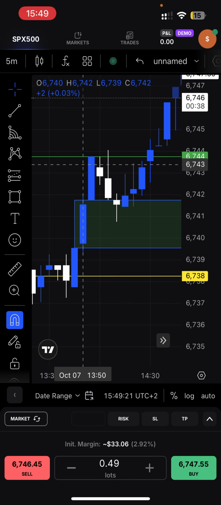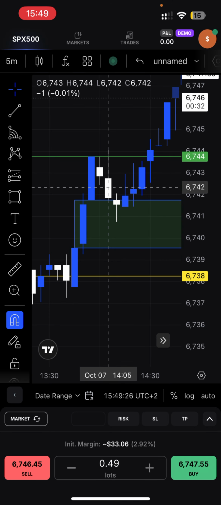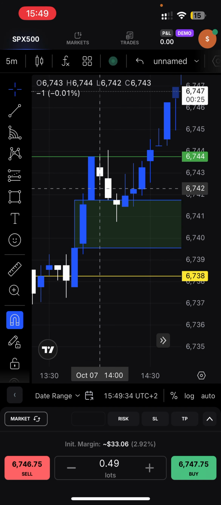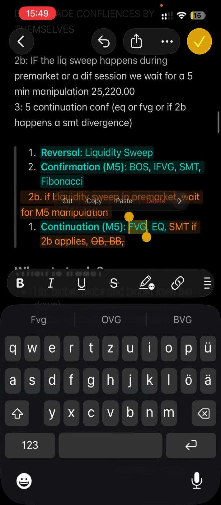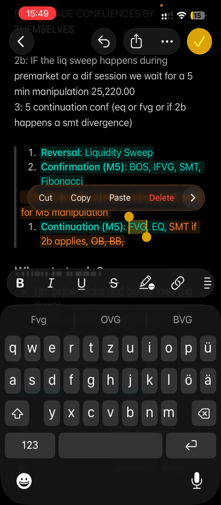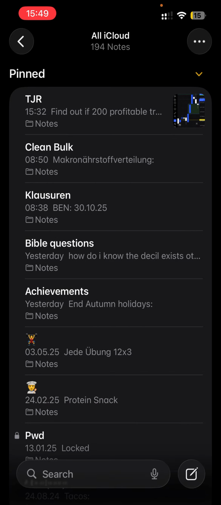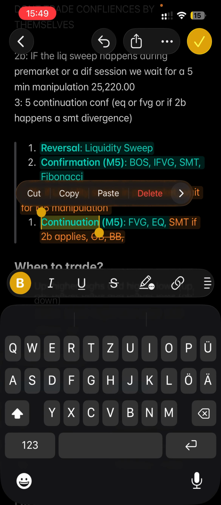Then we go up, we go down here. This is a fair value gap. We have dipped into the fair value gap, closed the candle, found support, and gone back out of it. That's our second confluence. That's a fair value gap on continuation right here. I'm not sure whether that's correct to use it this way because, as far as I understand it, you're supposed to go reversal, then you have to go confirmation and then continuation.